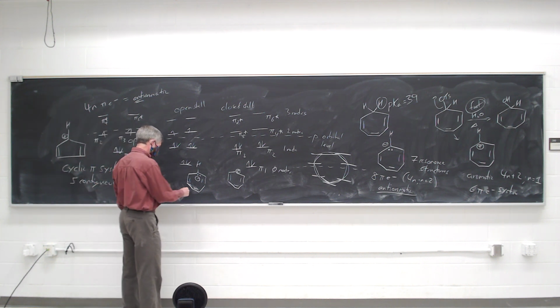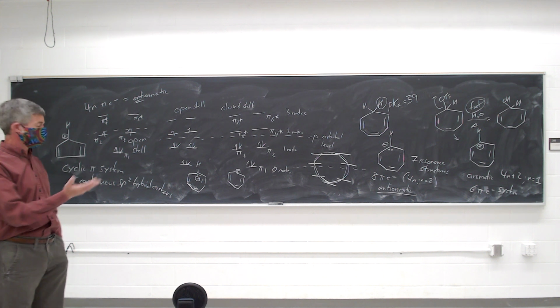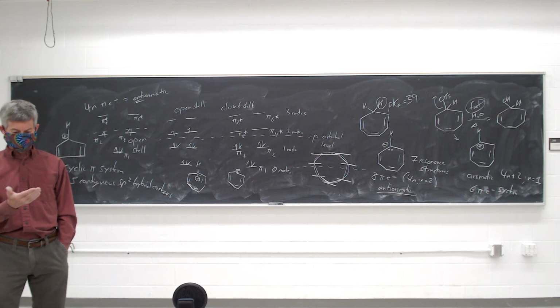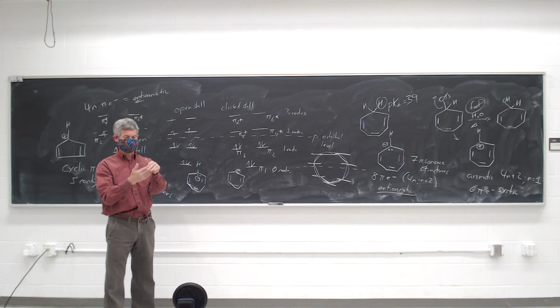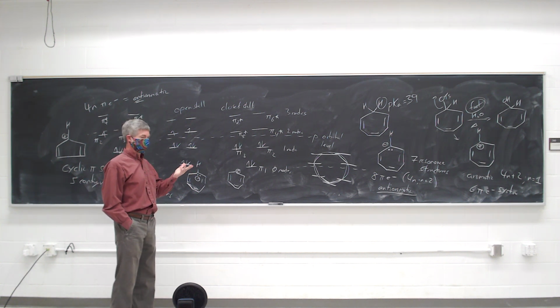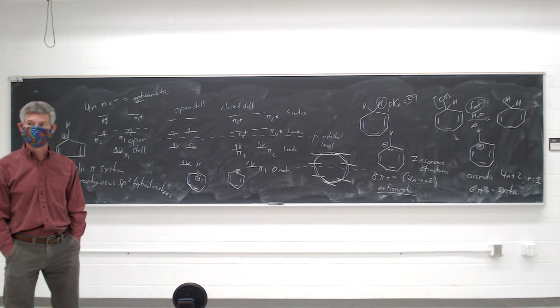So we've seen that you don't have to have an even number of atoms in your ring, and they don't all have to be carbon. Anytime you have a contiguous set of sp2 hybridized atoms in a cyclic system, you can be aromatic, non-aromatic, or anti-aromatic, depending on how many pi electrons there are.